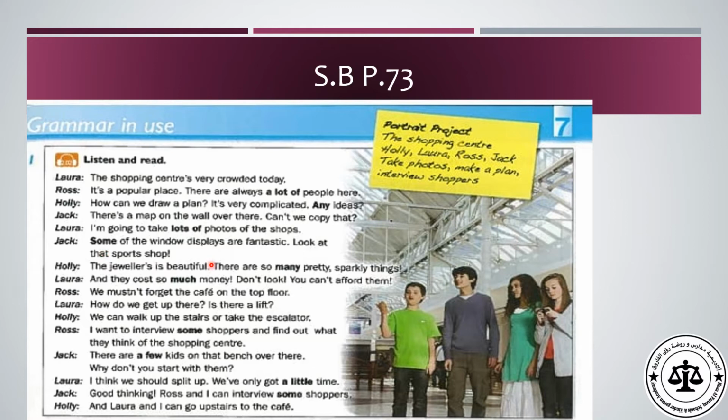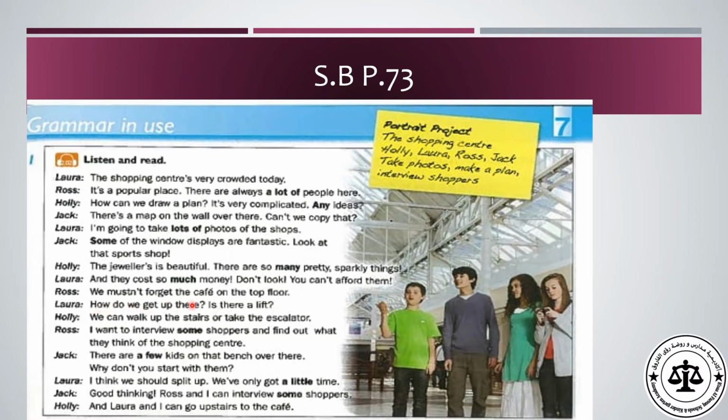Some of the window displays are fantastic. Look at that sports shop. The jewelers is beautiful. There are so many pretty sparkly things. Many comes with the countable nouns. And where's the noun? Things. And they cost so much money. Money is an uncountable noun, so we use much. Don't look, you can't afford them.